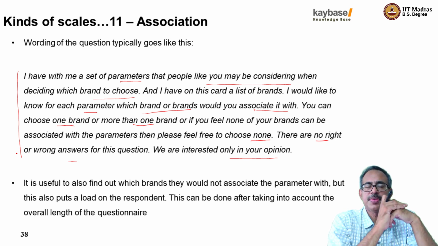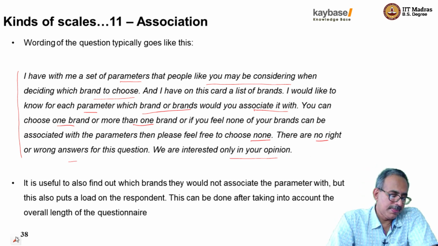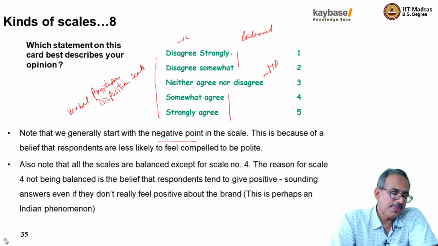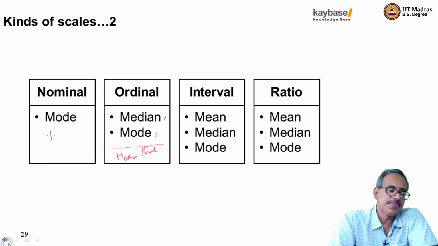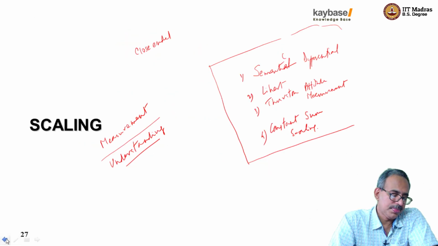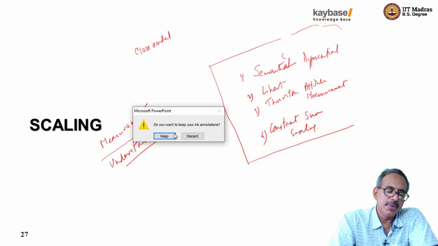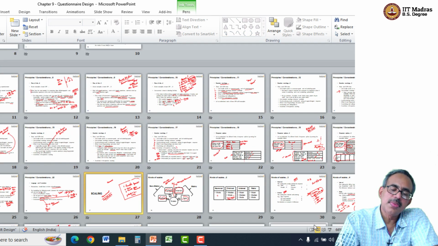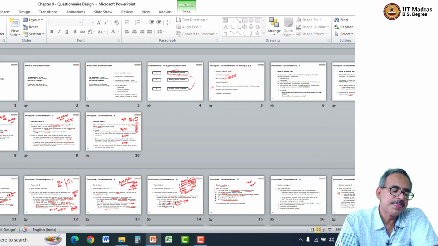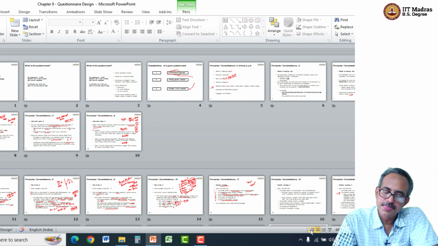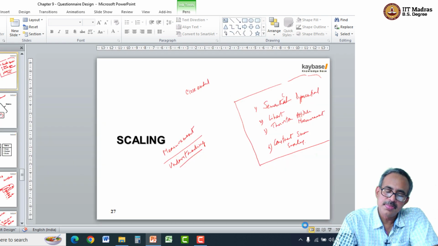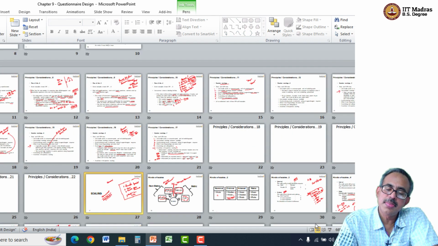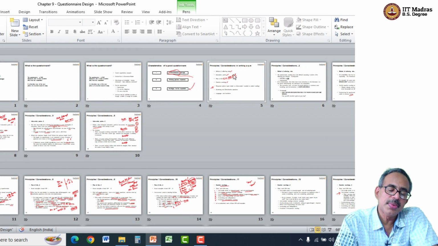So let me summarize what we saw in the question. I will go back to the first couple of slides here. I think I will need to go. I will probably want to go somewhere here. Where were we in principles? We were here. No, sorry. How did I come here? I wanted to go here.